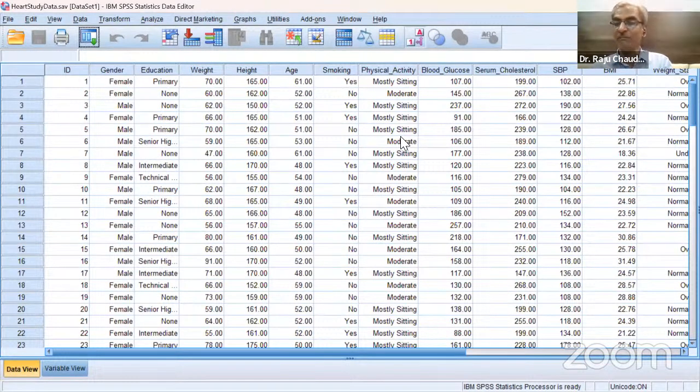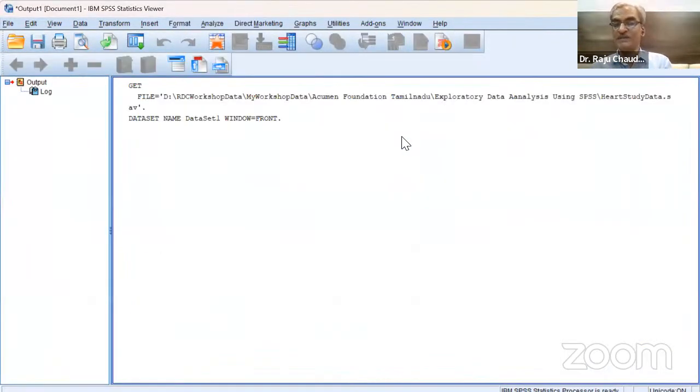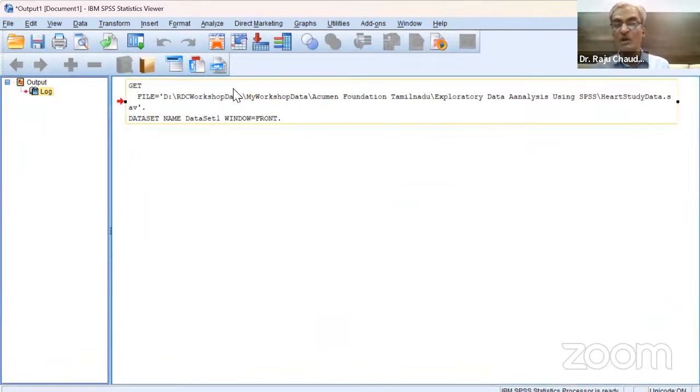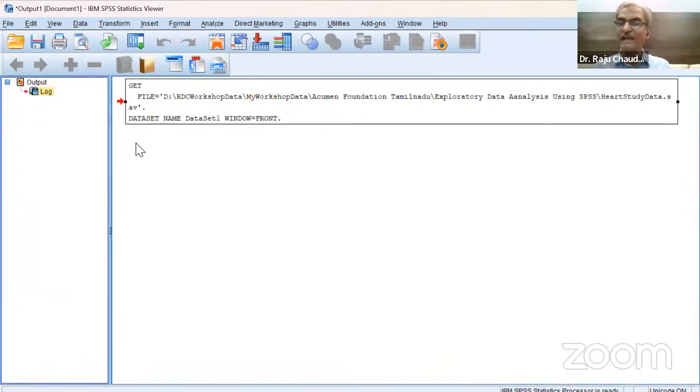Okay. At the same time, another window also opens, right? That window title is Output 1. So this is the output window. And it is used to get the information about the different sequence of commands used. So it gives you here the log file, right? And whatever the analysis, say for example, we are plotting a bar chart, that bar chart appears in this particular window, right? So this is the output window.